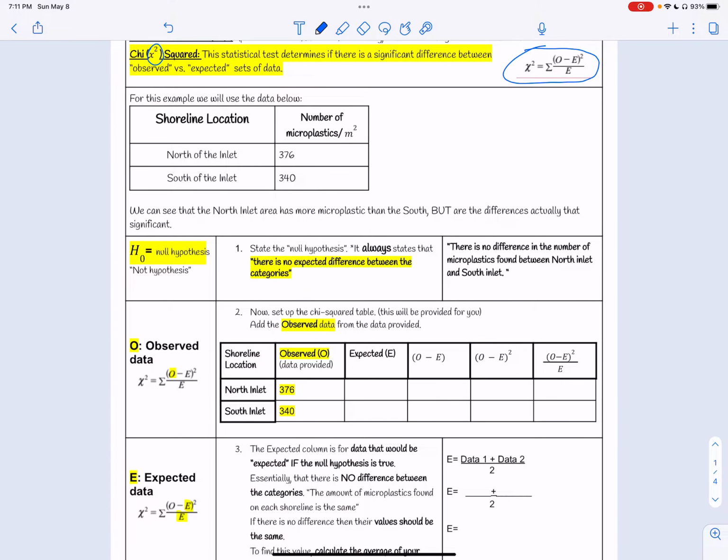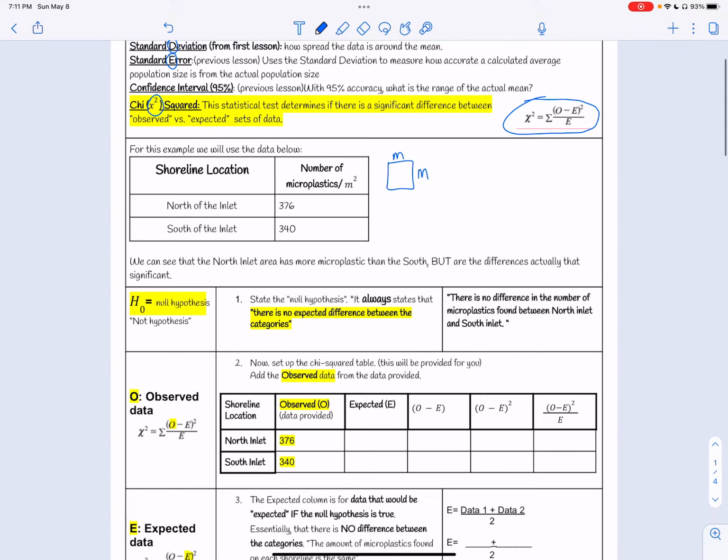All right, so in this example, we're going to use the data below. So looking at 2 different shoreline locations and then the amount of microplastics that are found in a square meter quadrat. All right, so the North Inlet has 376. South Inlet is going to have 340 on average. And so we want to see if there is any significance between the expected versus the observed amount of microplastics there, and if they're actually that different from each other.